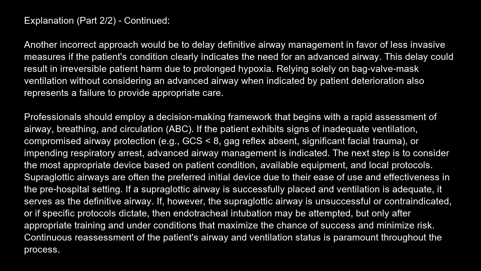The next step is to consider the most appropriate device based on patient condition, available equipment, and local protocols. Supraglottic airways are often the preferred initial device due to their ease of use and effectiveness in the pre-hospital setting. If a supraglottic airway is successfully placed and ventilation is adequate, it serves as the definitive airway. If, however, the supraglottic airway is unsuccessful or contraindicated, or if specific protocols dictate, then endotracheal intubation may be attempted, but only after appropriate training and under conditions that maximize the chance of success and minimize risk. Continuous reassessment of the patient's airway and ventilation status is paramount throughout the process.